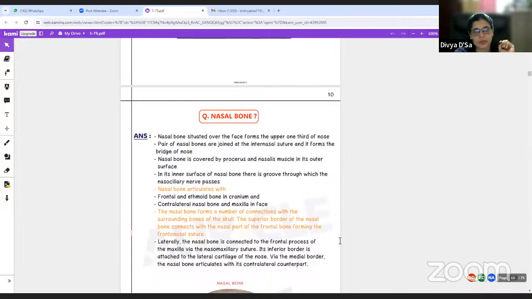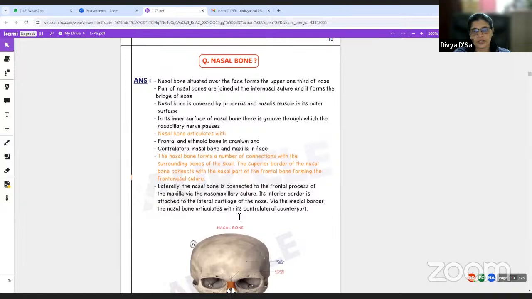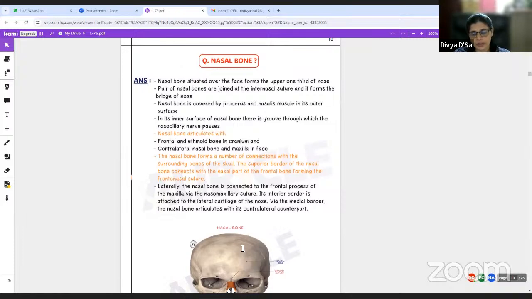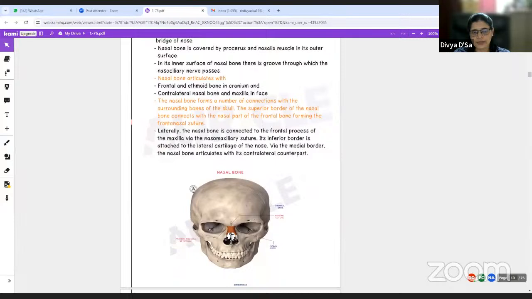Okay. So nasal bone. There are a pair of nasal bones. The nasal bone is situated on the face and it forms the upper one third of the nose. Basically the cartilage, the bony part is formed by these nasal bones. The pair of nasal bones are joined together by the suture that is called the internasal suture. So these nasal bones form the bridge of the nose. Over these nasal bones, the procerus muscle and nasalis muscle are attached. And on the inner surface of the nasal bone, there is a groove through which the nasociliary nerve will pass.